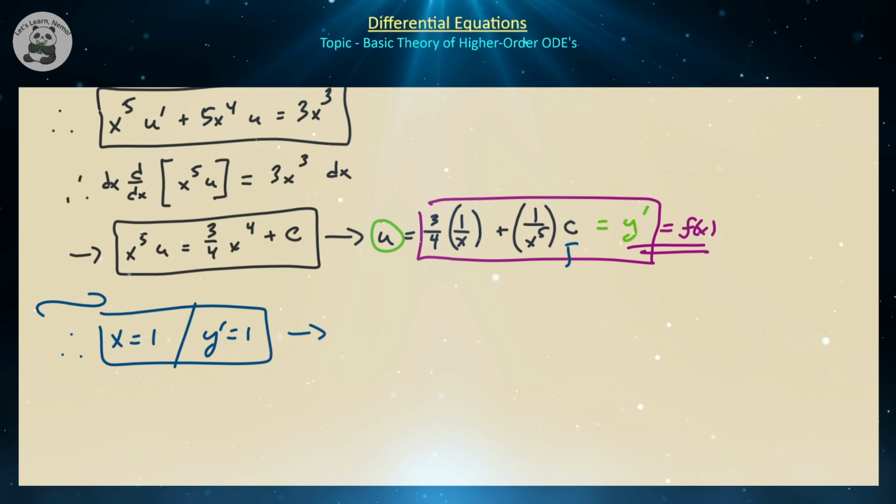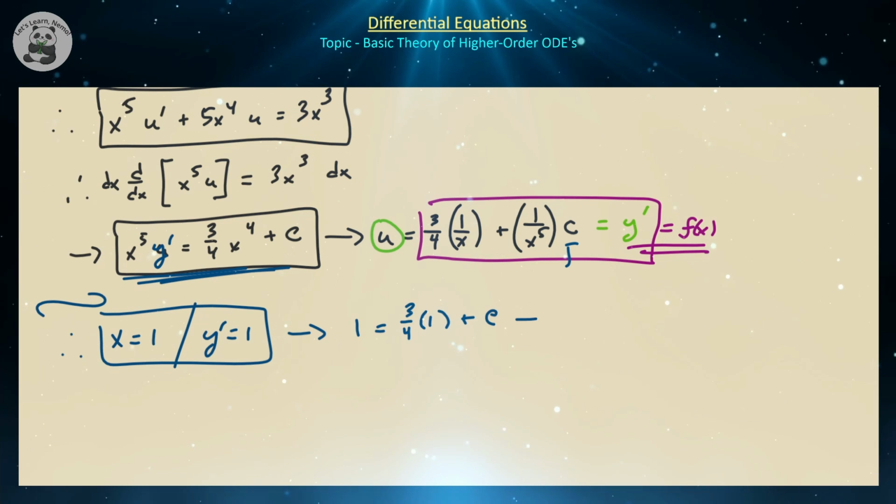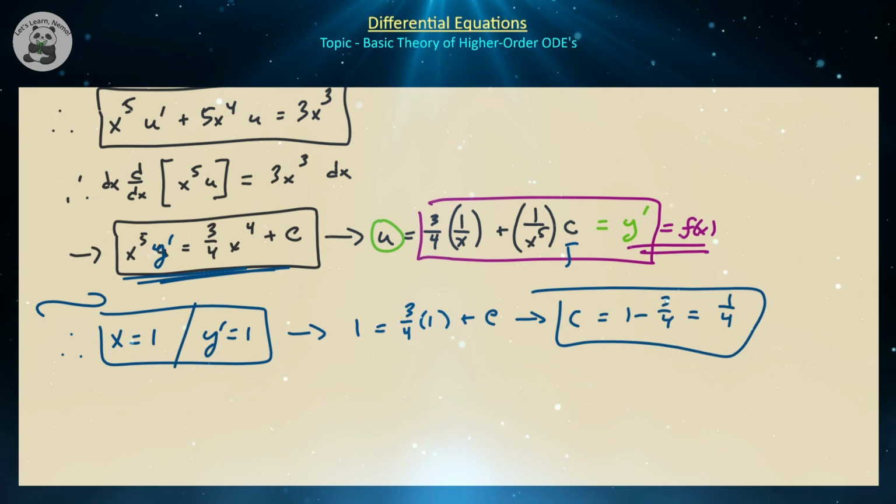So when we have that, what are we going to have? I think maybe using this equation with y prime in the place of u is probably the safest move here. So we're going to have 1 on the left-hand side, that's going to be equal to 3/4 times 1 plus c, which means that c is just going to be equal to 1 minus 3/4, which is just going to be equal to 1/4. So we can just substitute that in and then move forward.